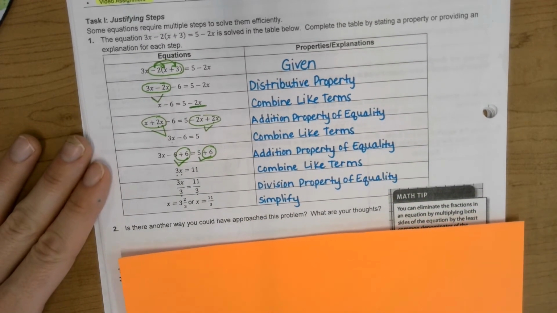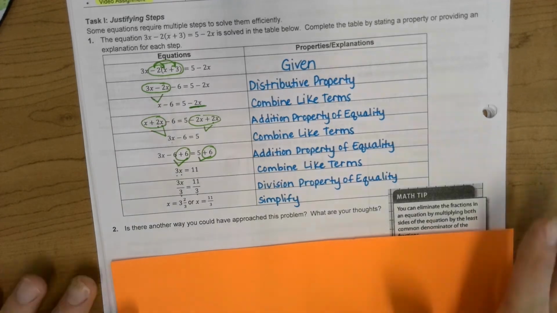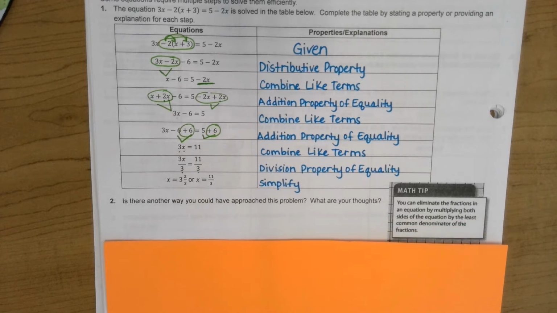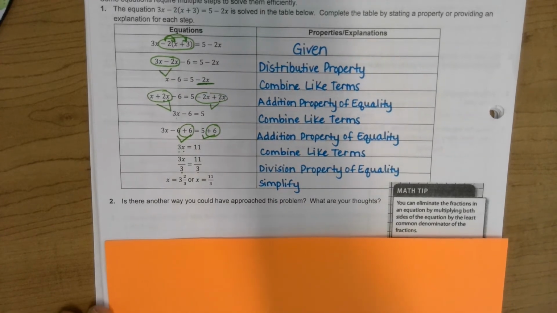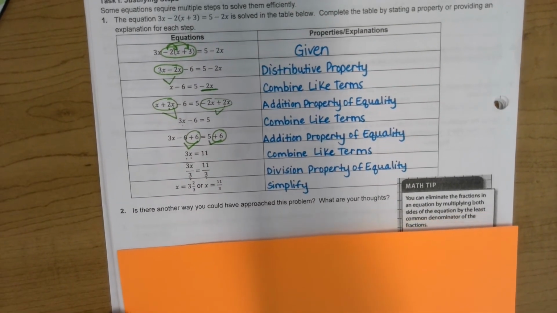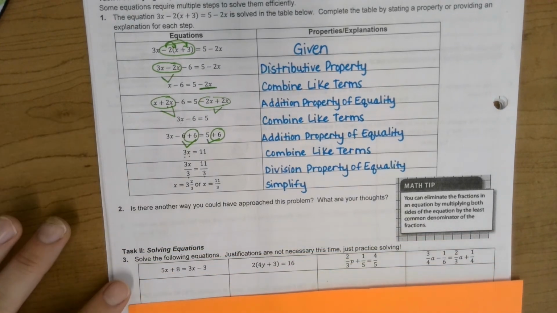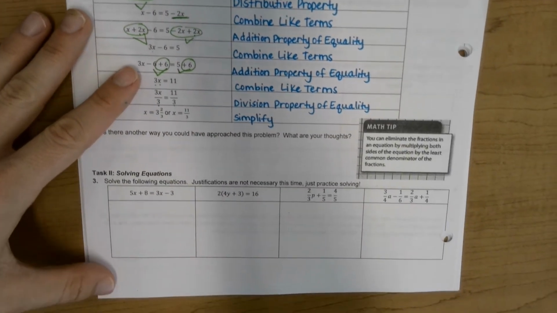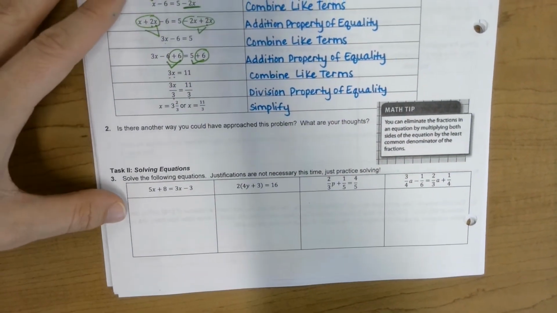All right, for number 2, is there another way you could have approached this problem? What are your thoughts? This is all your opinion, so answers vary here, so just make sure you have something written from your perspective. All right, go ahead and pause the video now, and I want you to do task 2, solving equations. You need to be able to solve these multi-step equations with one variable on your own. So go ahead and pause the video right now and do number 3, all of these.